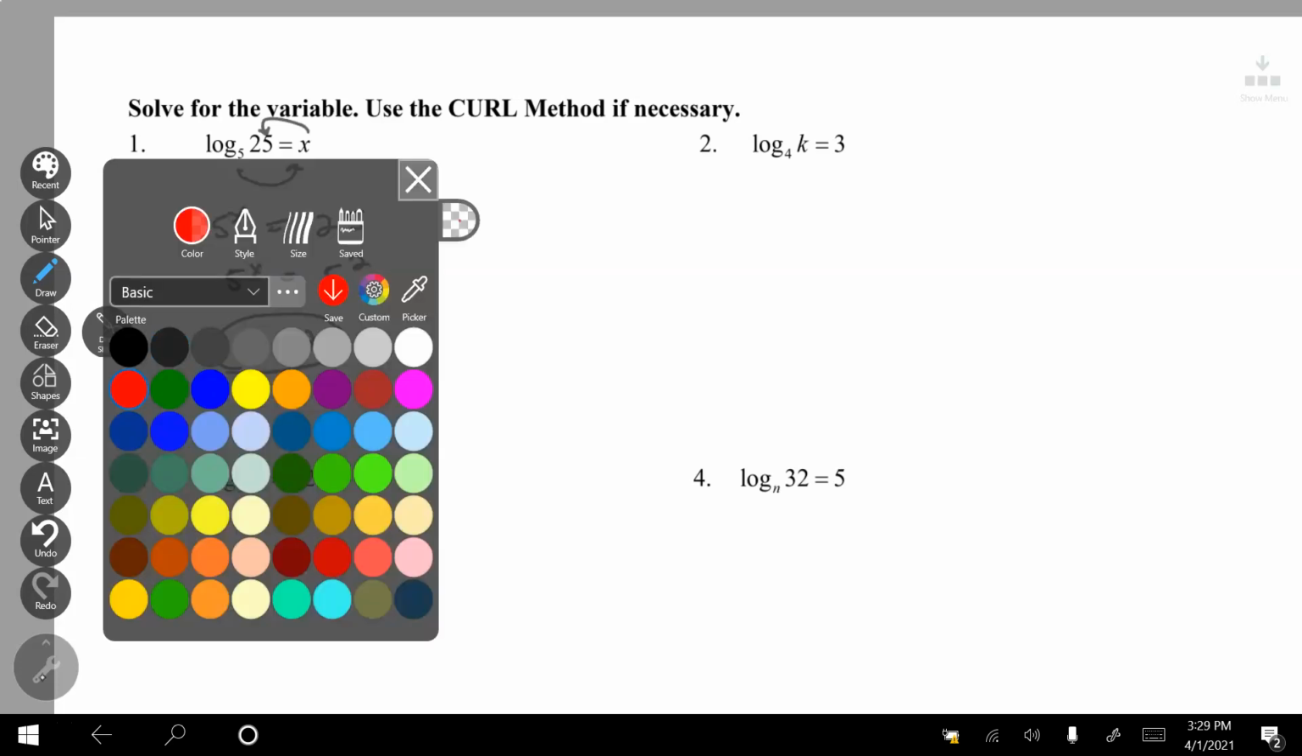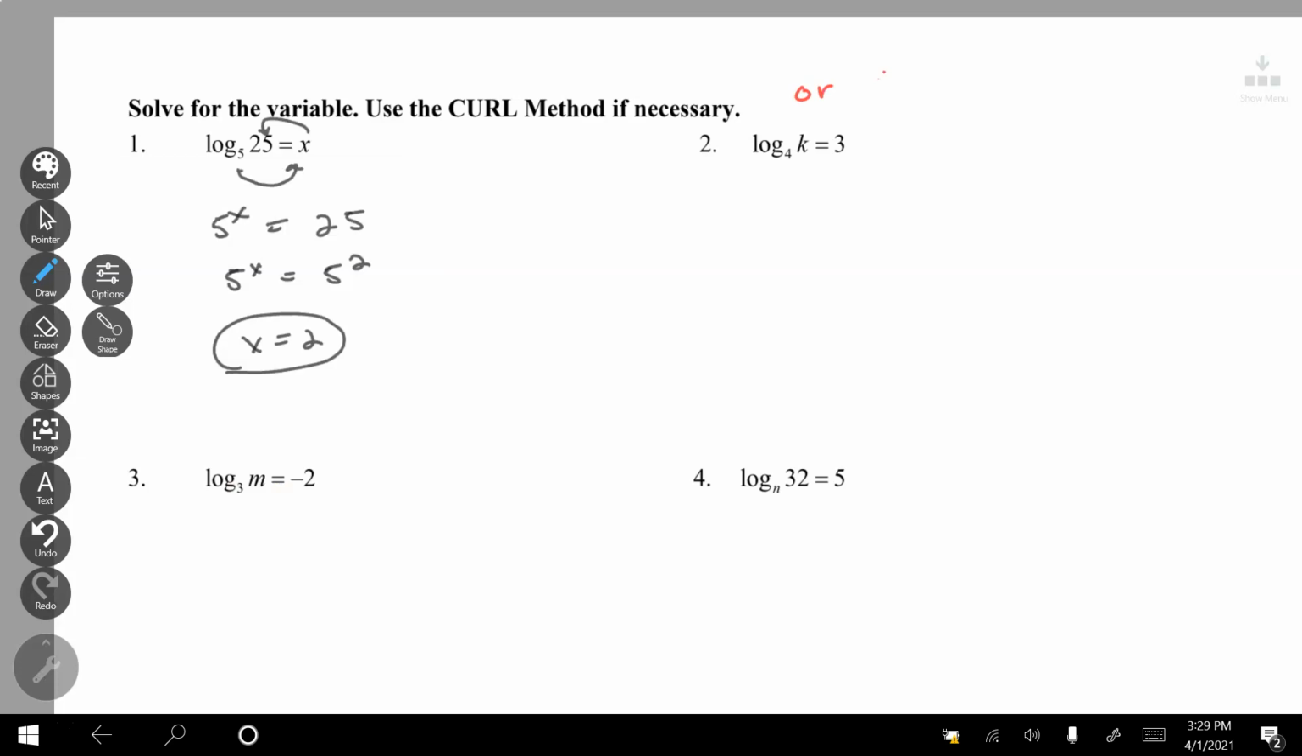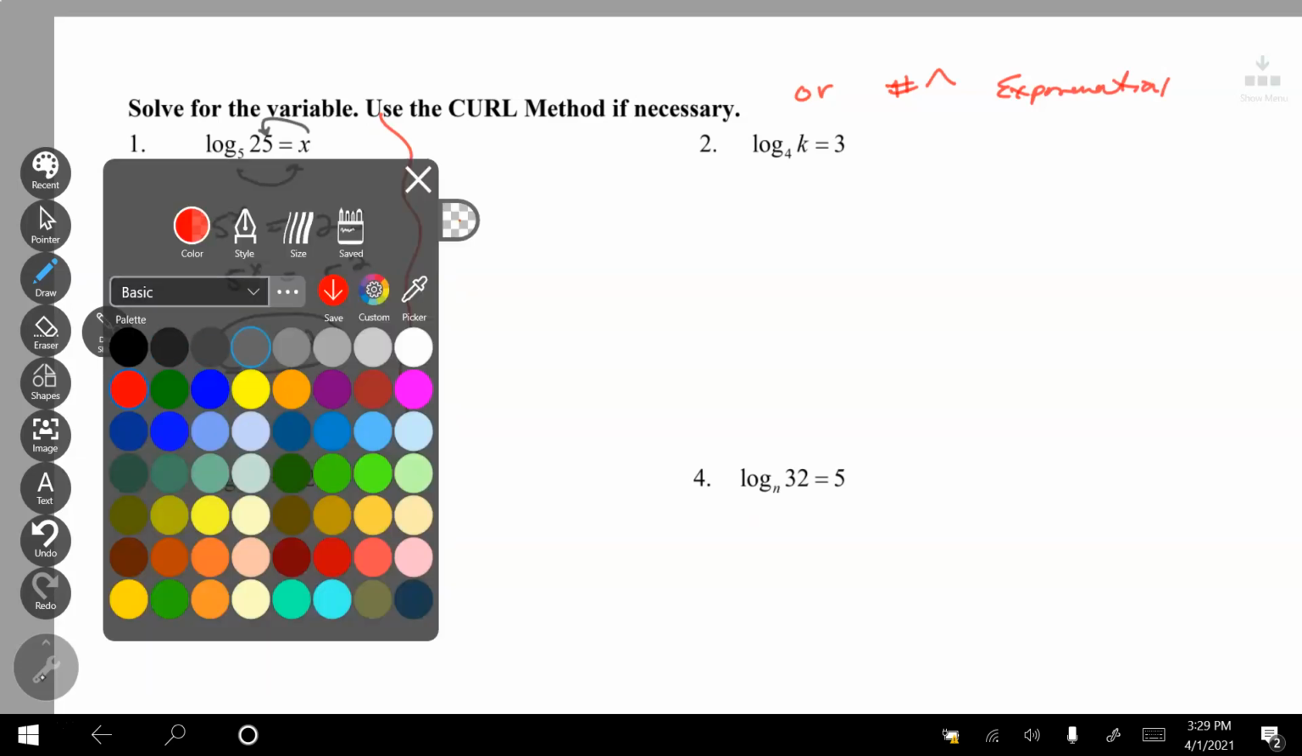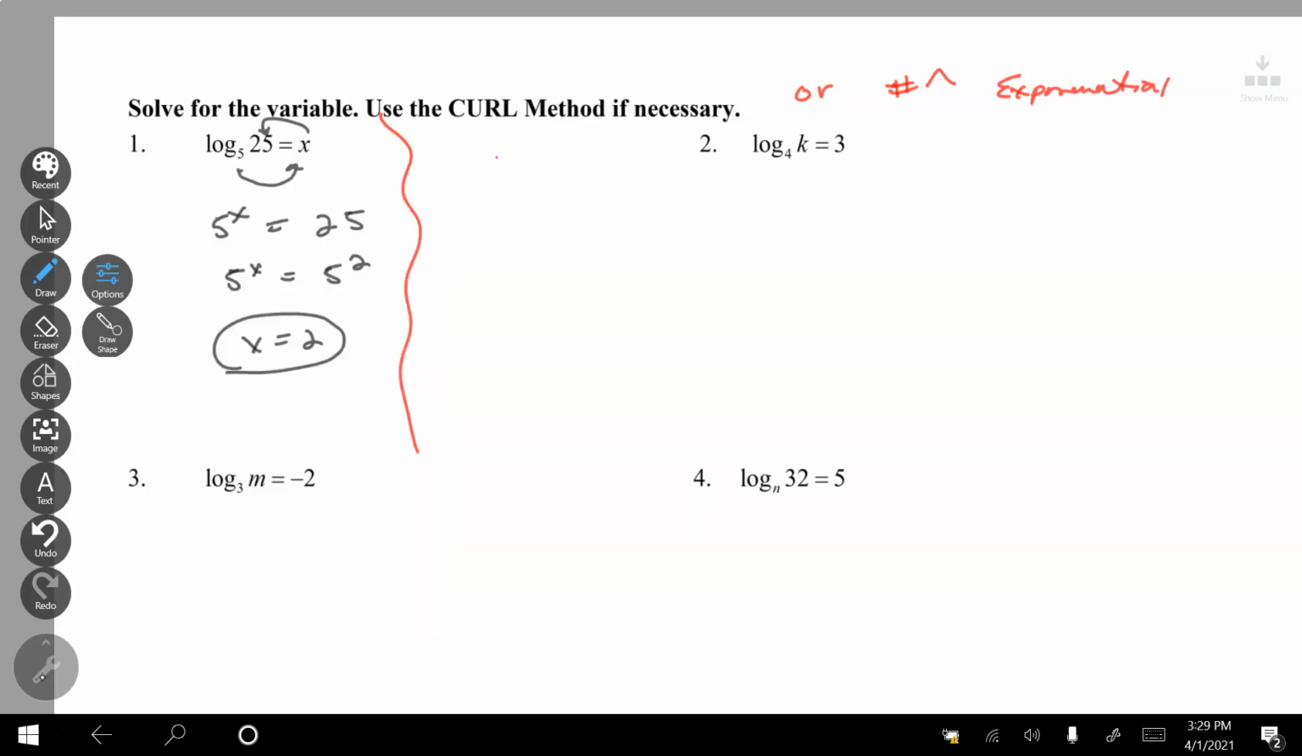Or if I wanted to, I could use the whole exponential number raised to exponential. So another way to write this problem would have been, let me rewrite it as log base 5 of 25 is equal to x. That was the original problem.